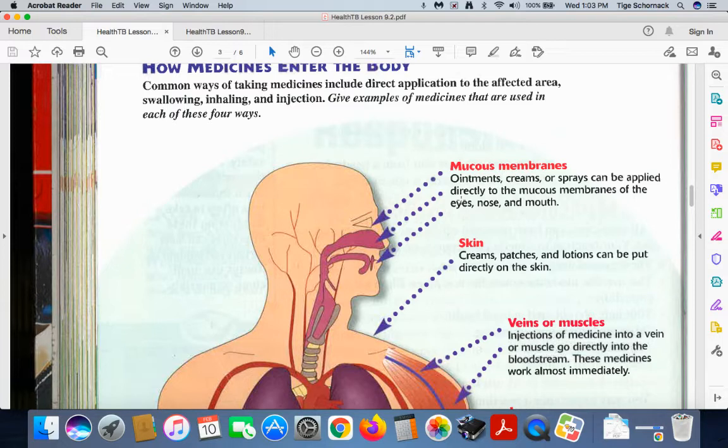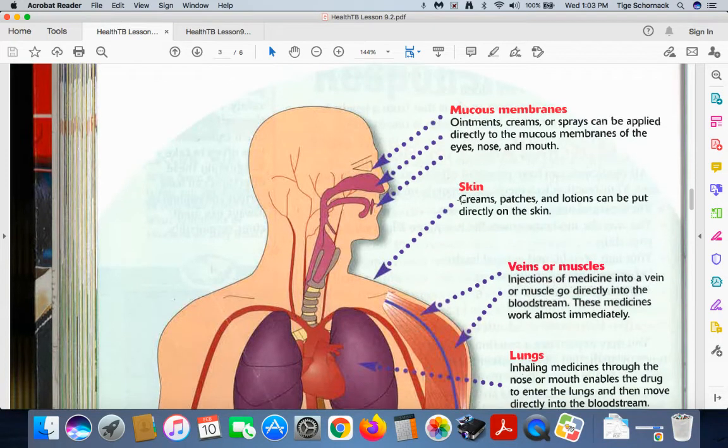Mucous membranes. Ointments, creams, or sprays can be applied directly to the mucous membranes or the eye, nose, and mouth. I'll ask you guys, what's some medication we take for that? Skin. Creams, patches, and lotions can be put directly on the skin. What are some things we take for that?